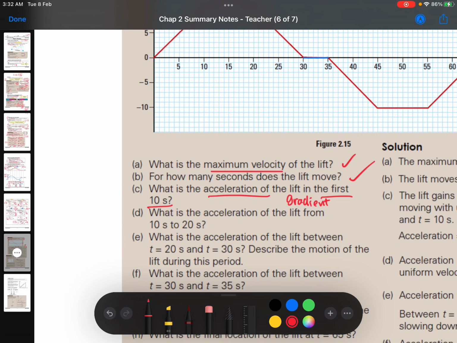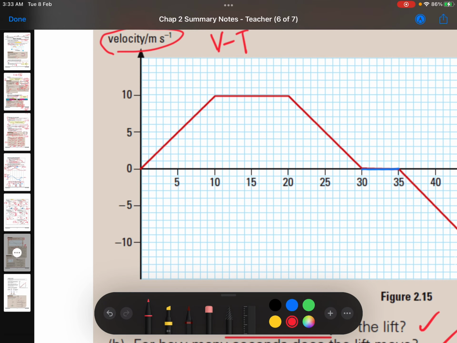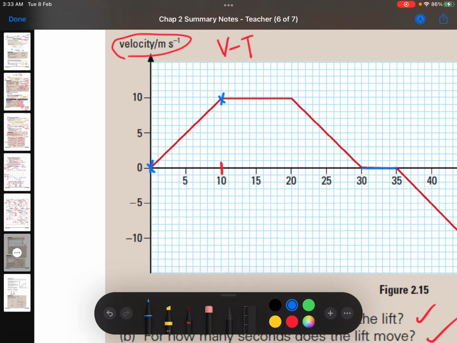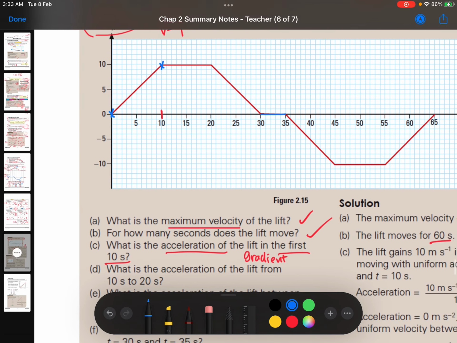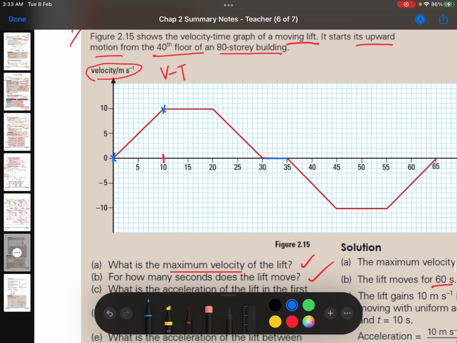So let's look at part C. We are talking about the first 10 seconds, right? We are only talking about this. So to illustrate, the first 10 seconds, we are talking about this. To find the acceleration, we look at the rise divided by the run. So here you see, here is 10, 10, 10, and here is 0, 0.